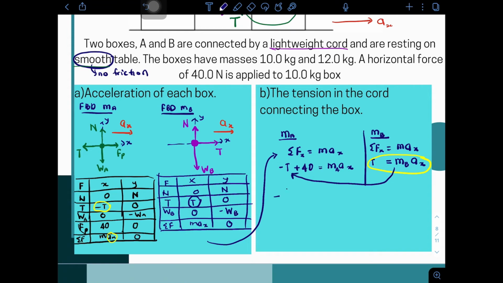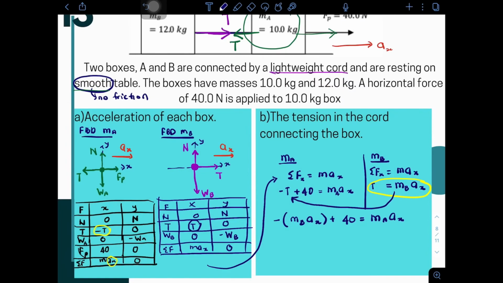So negative mbax plus 4T equals to max. Okay, so substitute in the value: negative 12ax plus 4T equals to 10ax. Rearrange, bring this over here and bring that one over there. So we will get negative 12ax minus 10ax equals to negative 40.